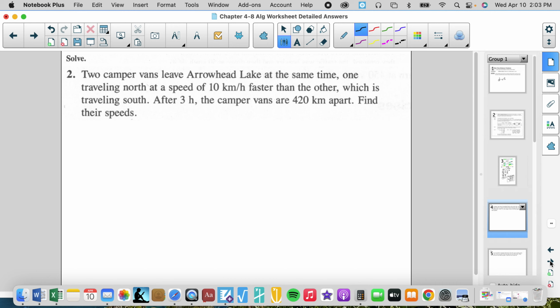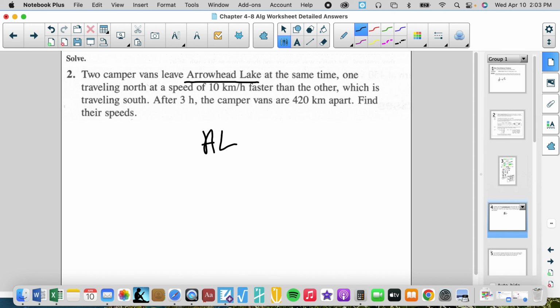Two camper vans leave Arrowhead Lake. I mean, did they write this? Are the book people from California? Because it feels like they're from California. Ontario, California. Arrowhead Lake, California. Two camper vans leave Arrowhead Lake. AL does not stand for Alabama. It does not stand for American League. It stands for Arrowhead Lake.